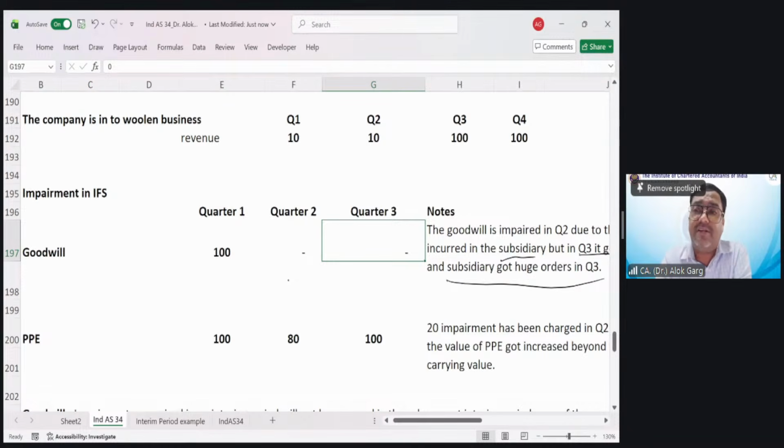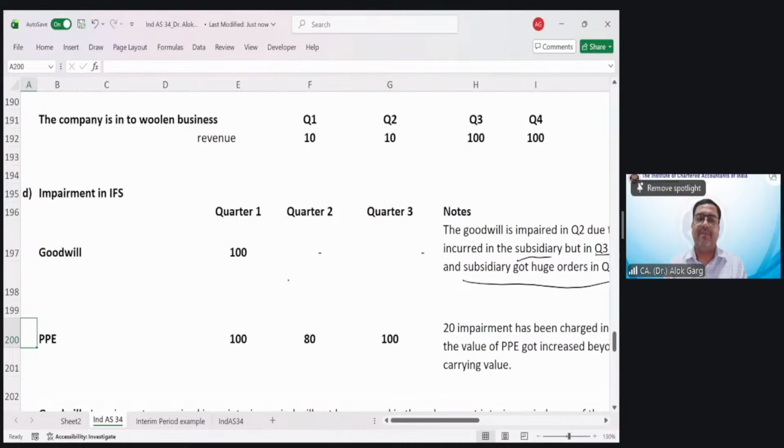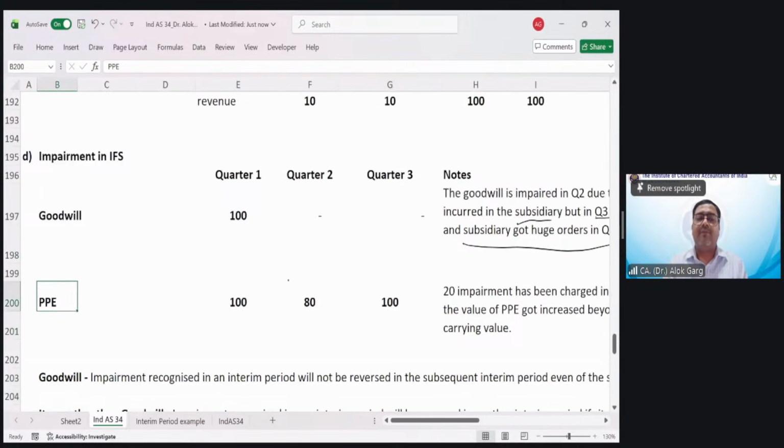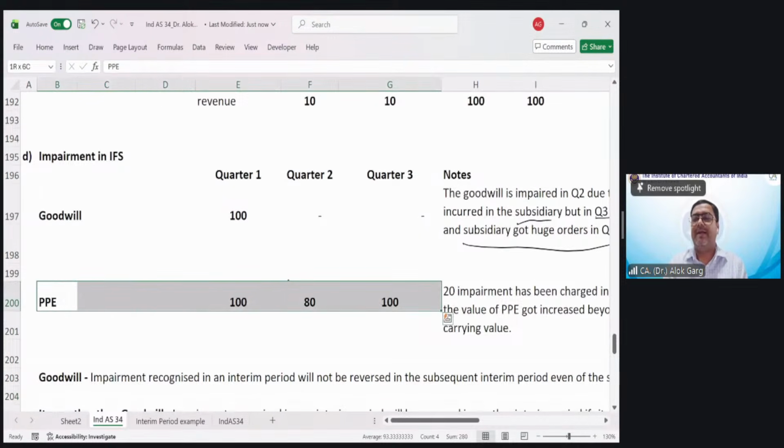So that is why the standard has clarified that even if goodwill is impaired in any interim period, it cannot be subsequently reversed in another interim period, even of the same year. Okay. So this is the guidance given in Ind AS 34, and it is also there in IAS 34, right?